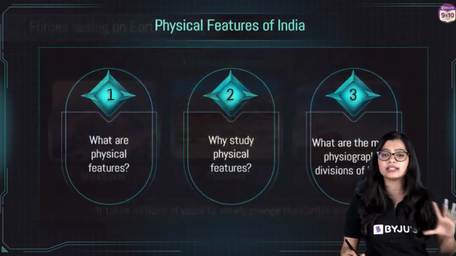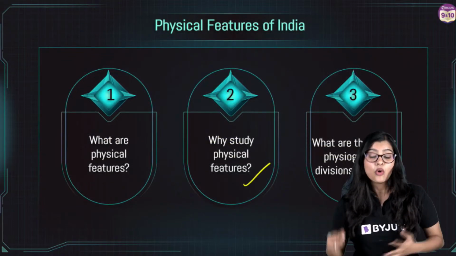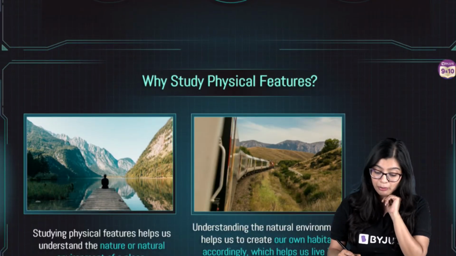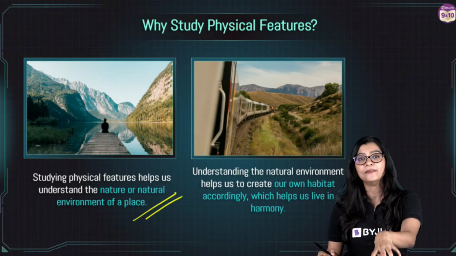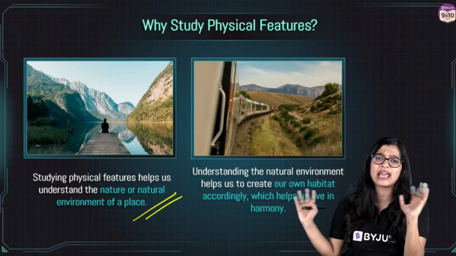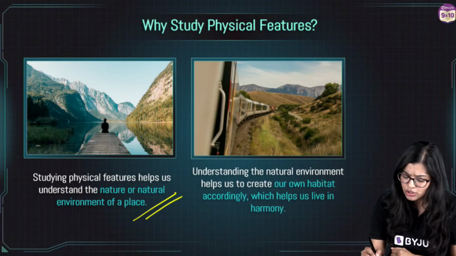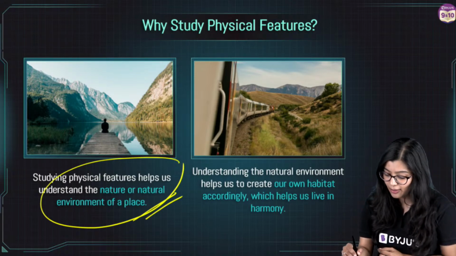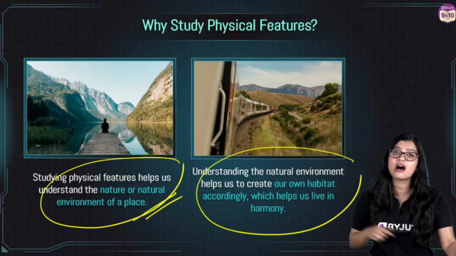So now we've had a good understanding about what physical features are. But why should I study these physical features? What am I benefiting out of it? Well, studying about physical features is very, very important because when you want to build a house in a given area, you should know first and foremost what landforms are available, right? So firstly, understanding the natural place of an environment is important. Now at the same time, if you understand the natural environment, we'll be able to create our own environment.